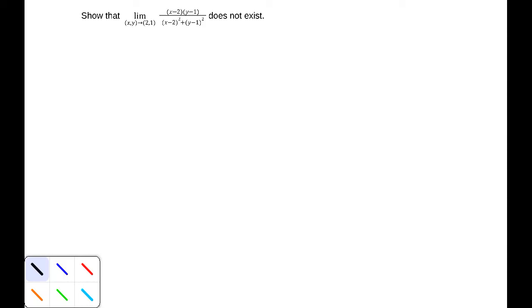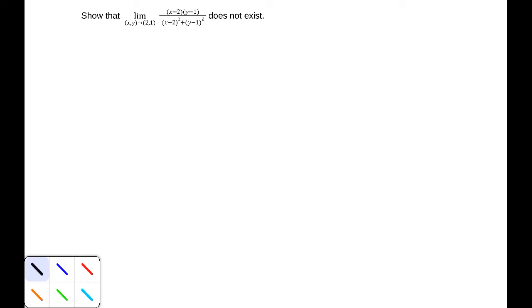In a question like this, to show that a limit doesn't exist, we have to consider this fact: any path that passes through the point (2, 1) is a path we could actually follow. And for a limit to exist, from every direction, every path must have the same limit.